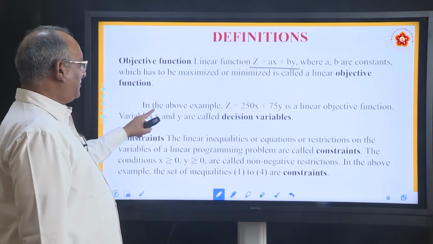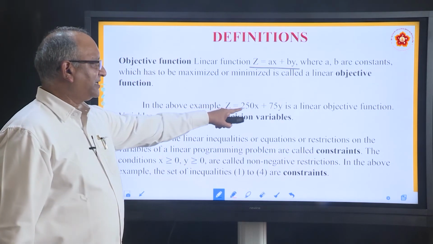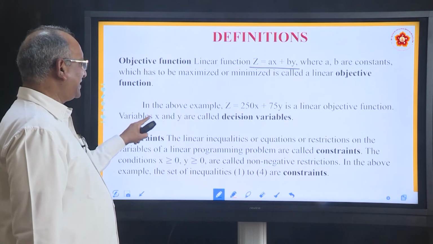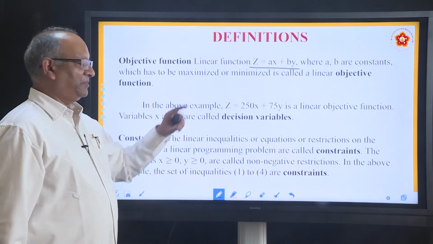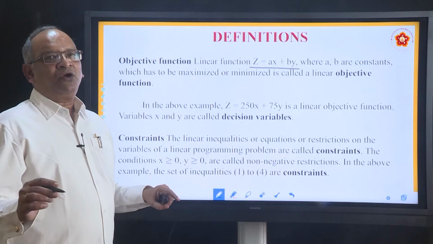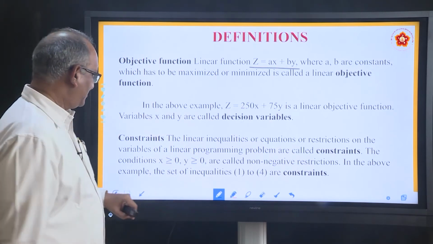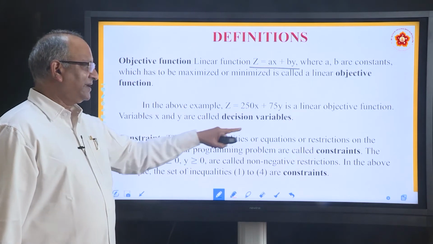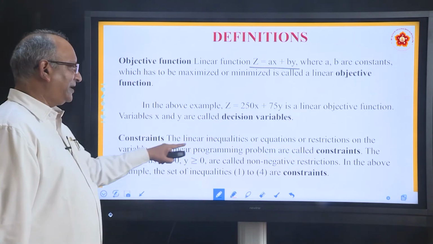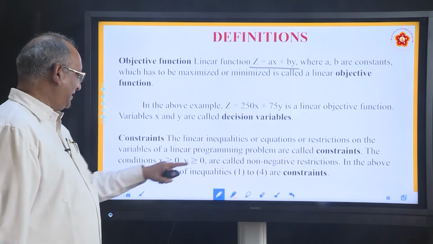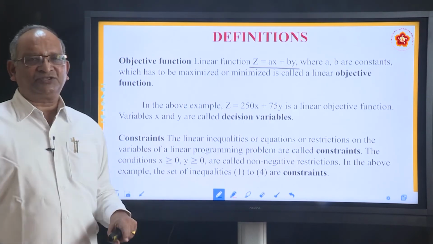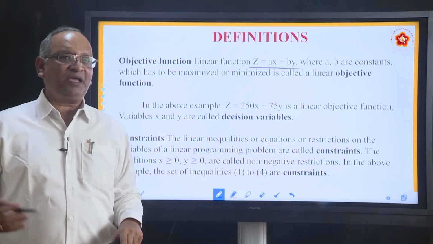In the above example, Z equal to 250x plus 75y is a linear objective function. Variables x and y are called decision variables, because these are the things which are going to decide. Constraints. The linear inequalities or equations or restrictions on the variables of a linear programming problem are called constraints. The constraints like x is greater than 0, y is greater than 0, because the number of articles cannot be negative.